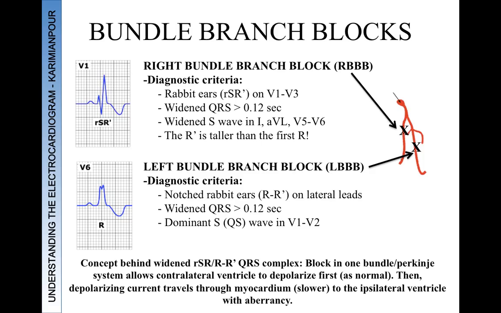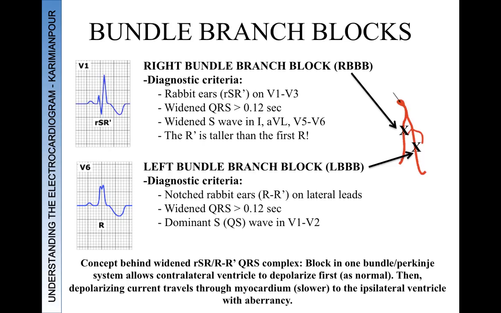So for a right bundle branch block, the diagnostic criteria include what we typically say are rabbit ears, just to make it easy when you're initially learning them, but the more correct way to say it is RSR prime. And notice that the first R is lowercase. It means that the first R wave or positive deflection is smaller than the second R wave, which is larger, in uppercase, and we call that R prime. So we have an RSR prime in V1 through V3.